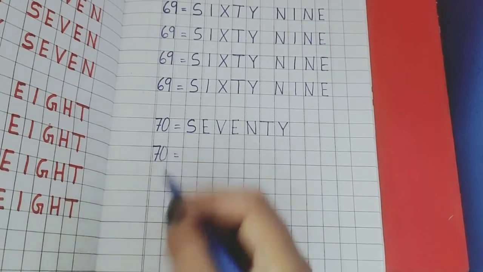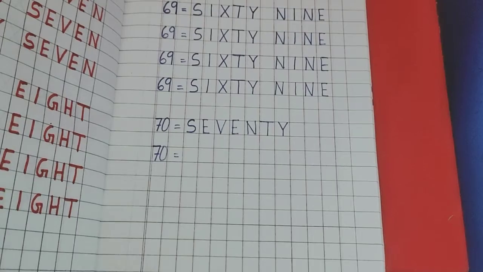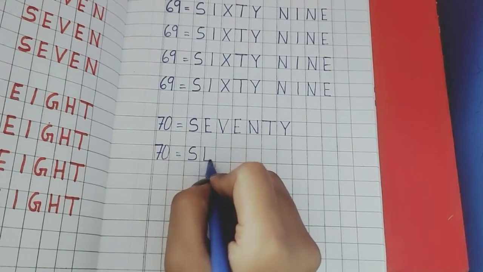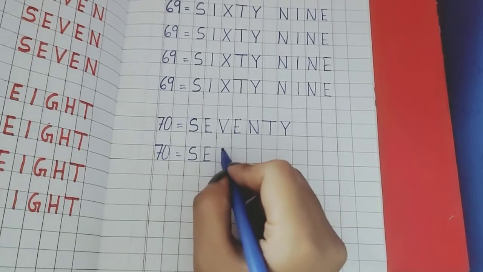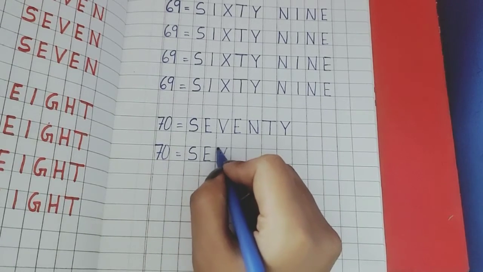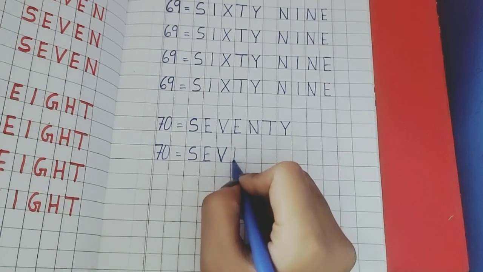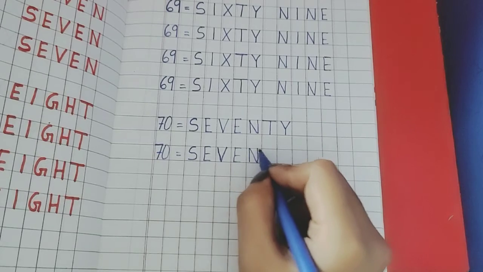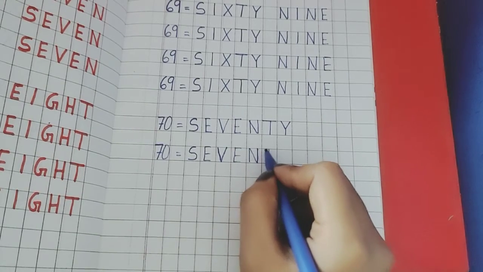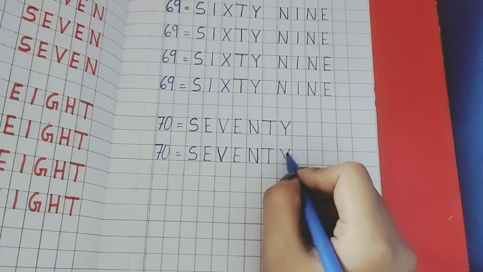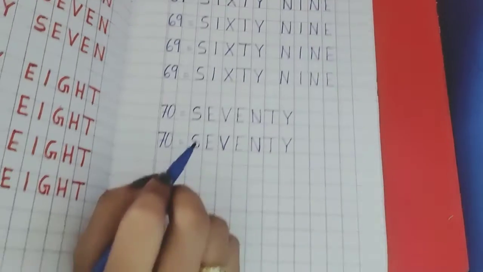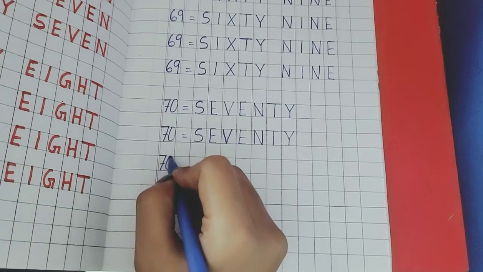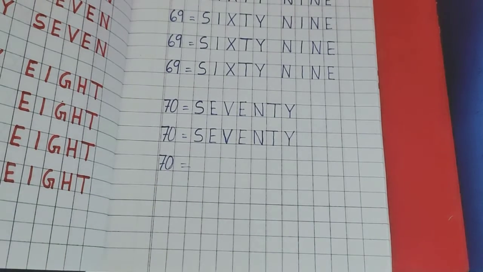Again repeat. 70. Spell out the spelling of 70. S E V E N T Y, 70. Again, 7, 0, 70.